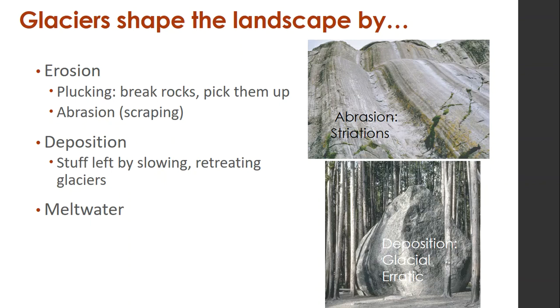It also shapes the landscape through its meltwater. You can imagine all of that water melting, especially at the terminus of the glacier, is going to have an effect on the landscape. We've learned about how water shapes the landscape, and this glacier water is going to be no different.